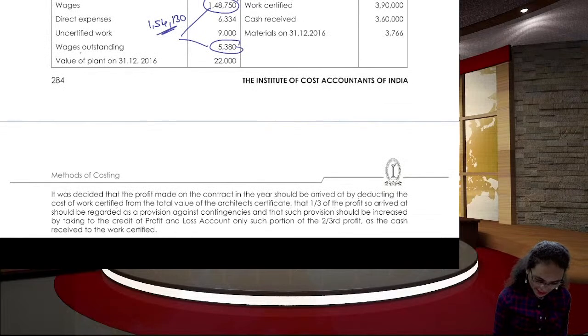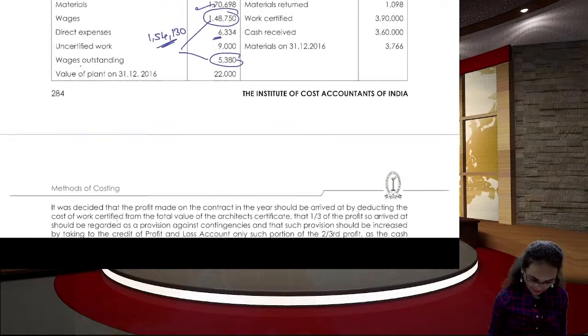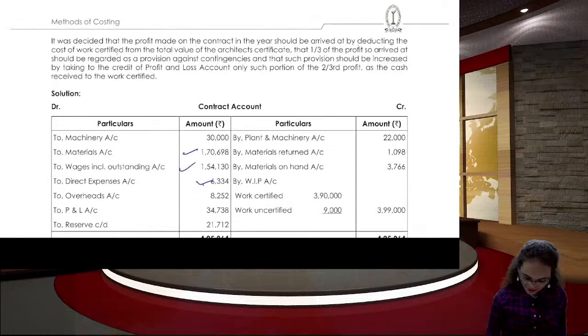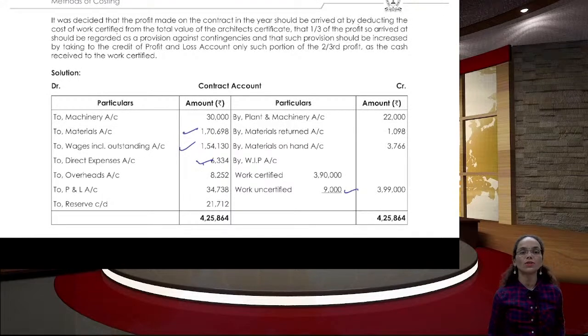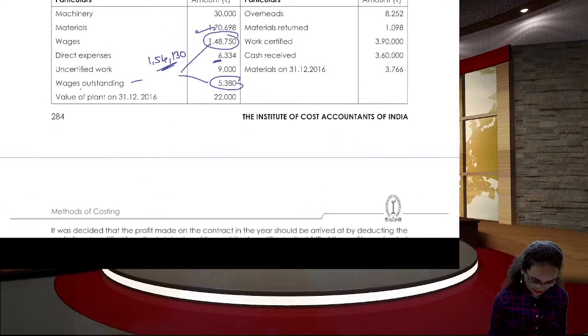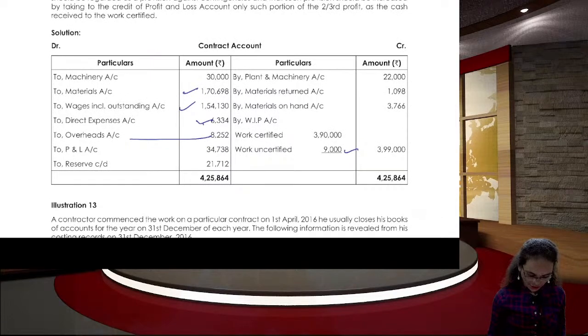Next one, direct expenses 6,334, right? Next, work uncertified. Work uncertified should be on this side. Work uncertified 9,000. We got 9,000, so I'll put a mark here so that you can also correlate. Next one. Wages outstanding we have already taken into consideration. Closing value of the plant is given, 22,000. We will come to this plant and machinery a bit later. And overheads 8,252.